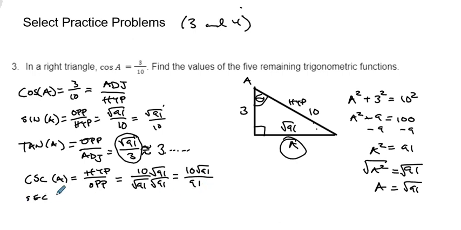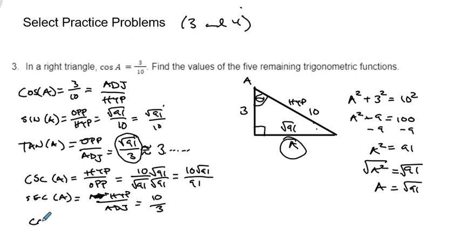Secant is going to be the reciprocal of the cosine, right? So it's the hypotenuse over adjacent. When you do it, you can just flip it, right? 10 over 3, right? Hypotenuse over adjacent.